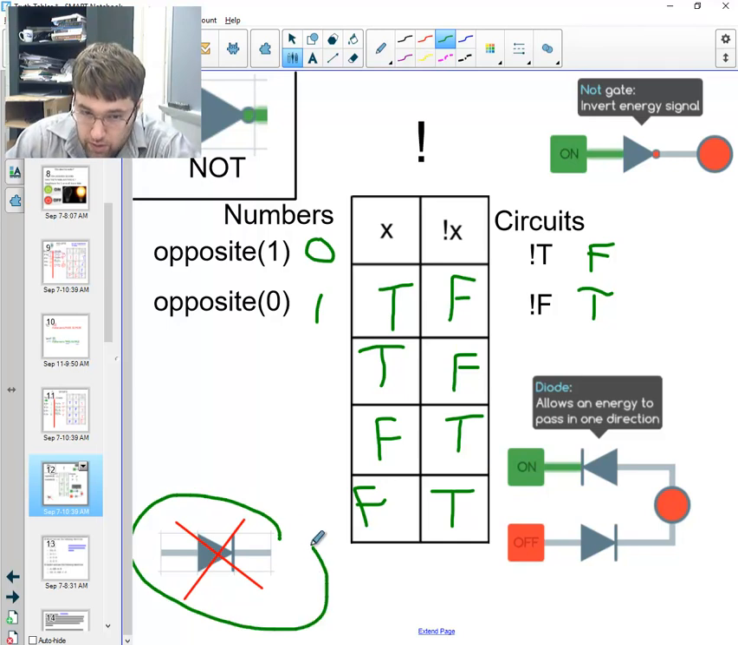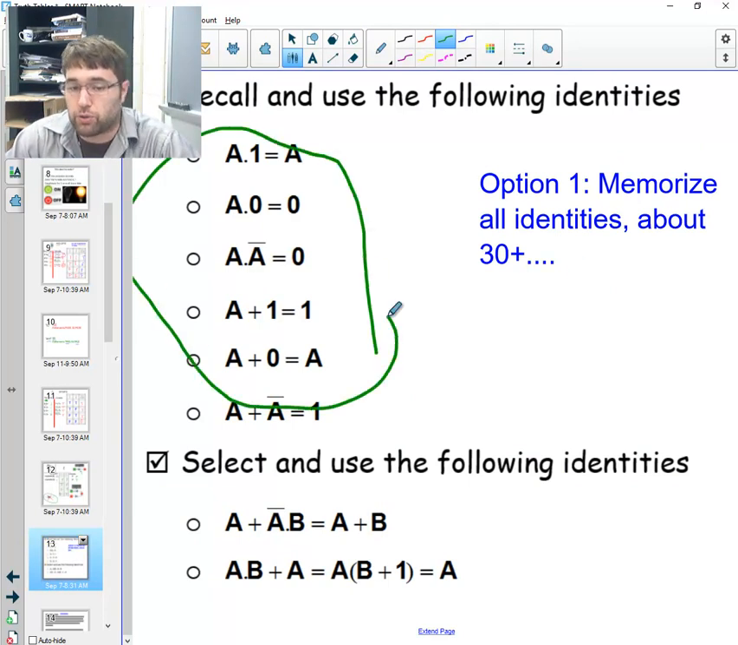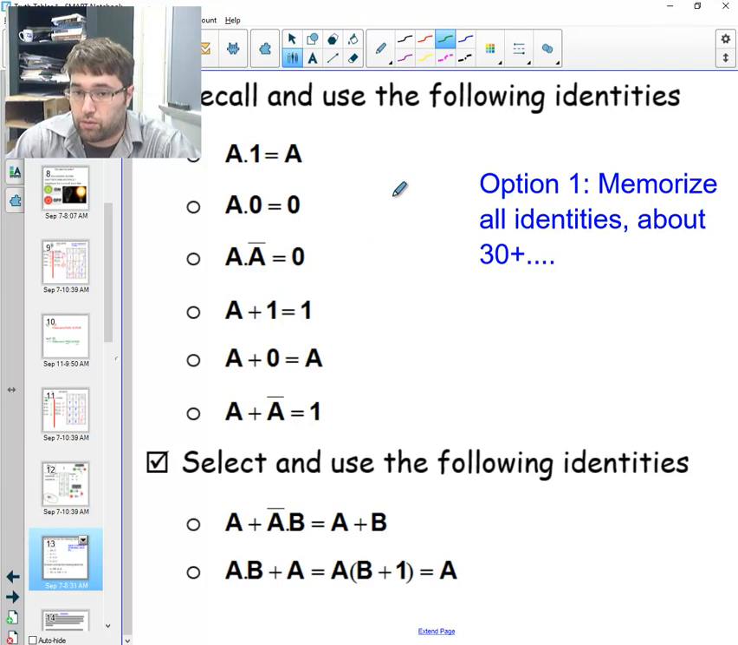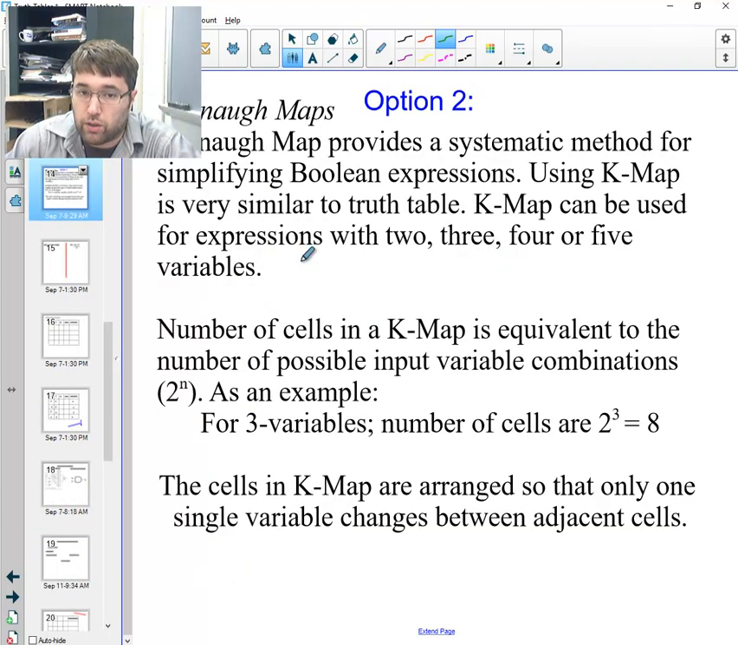NOT in a logical element is this little dot at the end. This means one way, so it doesn't allow it to pass. Now we have two options. You can memorize all these rules, which is a pain. Or you can do these things called K-maps, which allows you to simplify things, which we'll get into later.